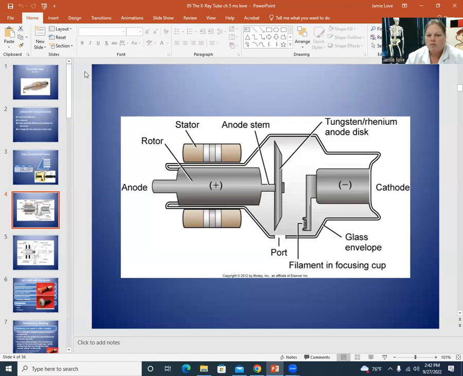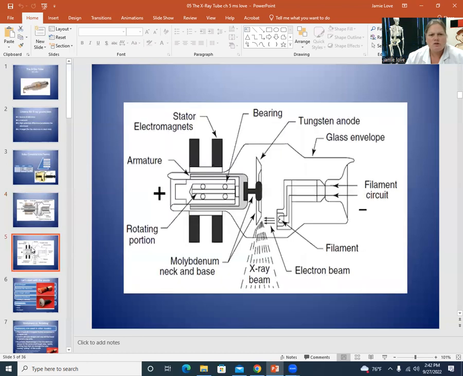There's a little area called the port or the window area. Some books call it the window. That's where the X-rays are coming down out of. Here's another drawing showing you the X-ray beam coming out, the electrons coming off the filament. We talked a lot on this slide today.